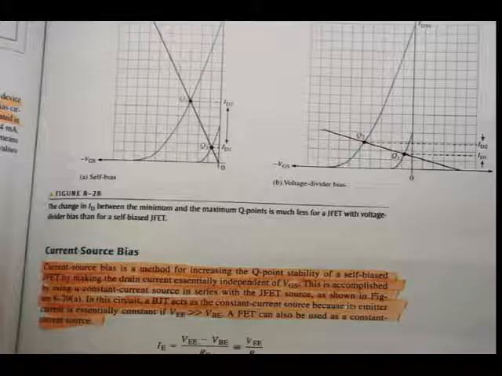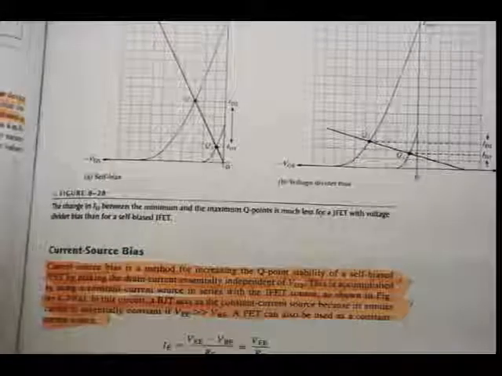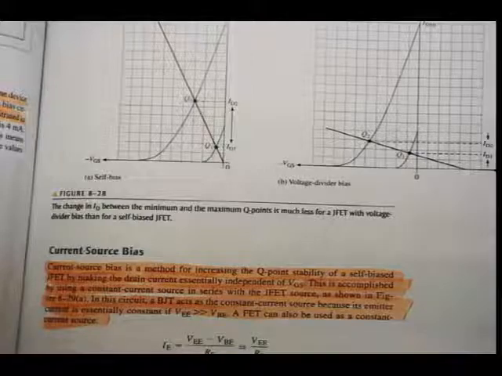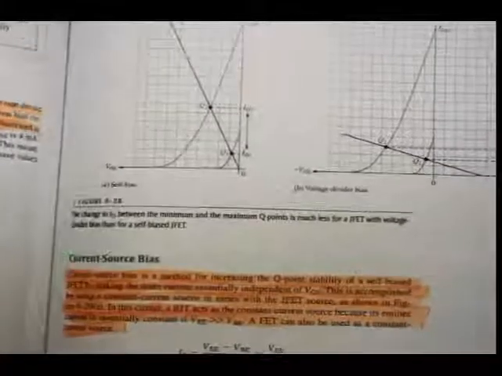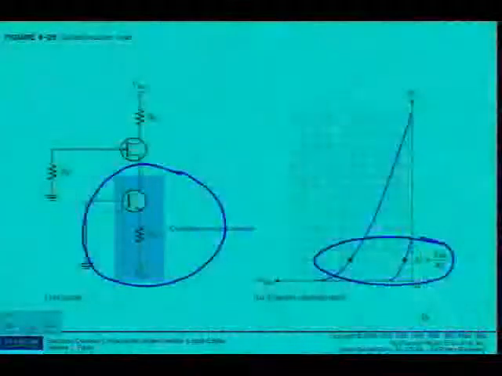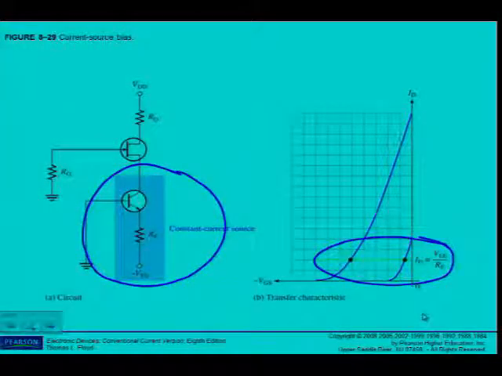So as you can see in figure 8.29B, ID remains constant for any transfer characteristic curve as indicated by the horizontal line. So I can see here that this circuit with a constant current source gives me a very stable transfer characteristic.